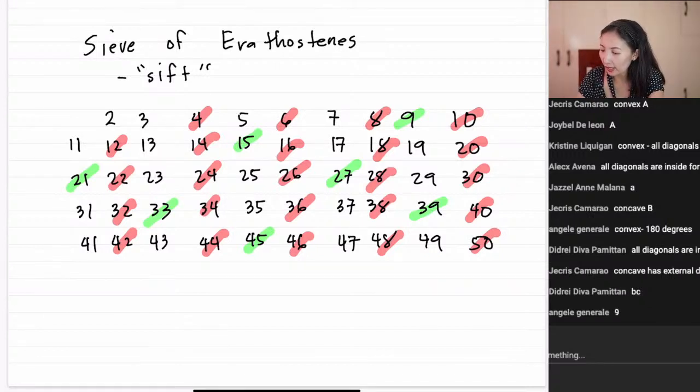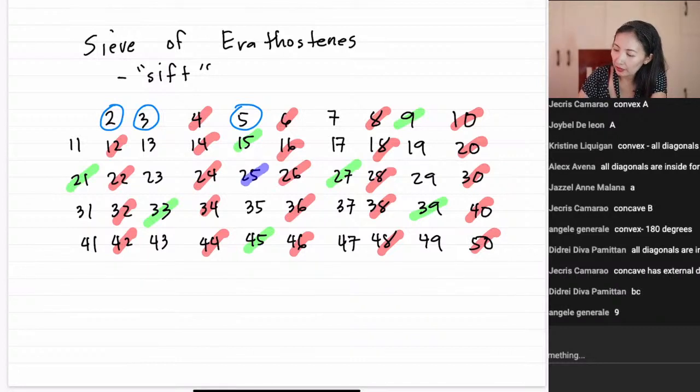48, finished. Okay, now, next. The next unmarked number is 5. Let me encircle this using blue. We're done with 2. We're done with 3. We're moving on to 5. For 5, we will cross out all multiples of 5: 5, 10, 15, 20, 25, 30, 35, 40, 45, 50.